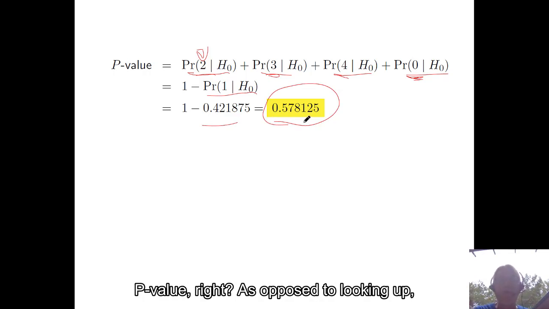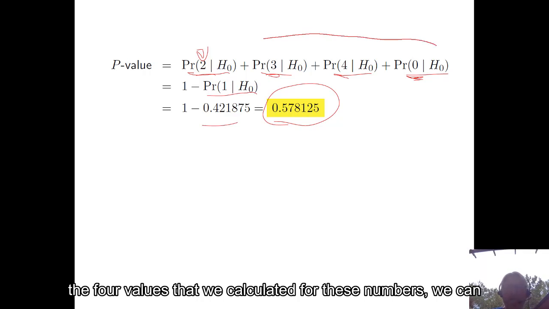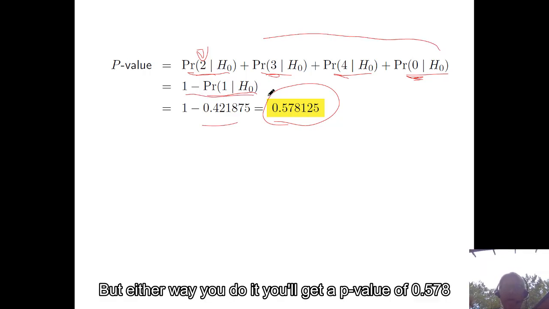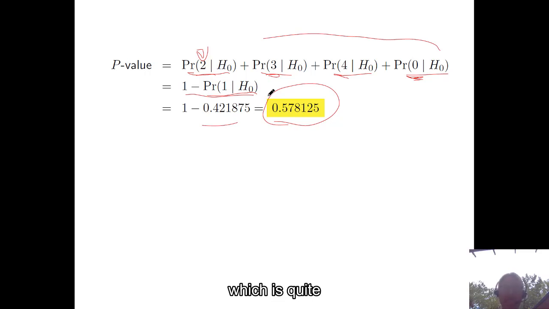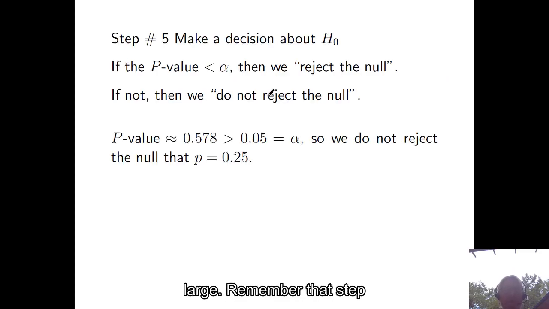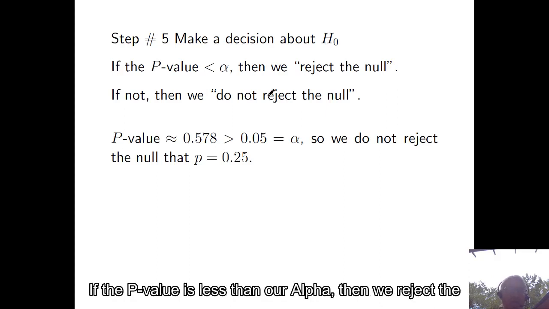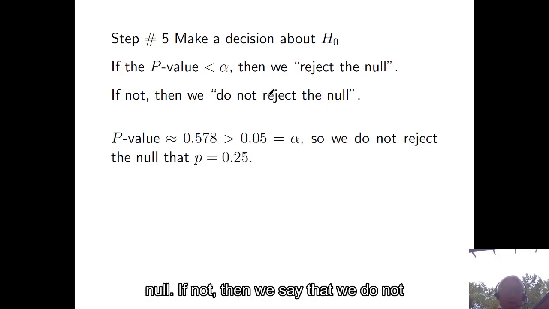As opposed to looking up the 4 values that we calculated for these numbers, we can just use the subtraction rule. But either way you do it, you'll get a p-value of 0.578, which is quite large. Remember that step 5, make a decision about the null hypothesis. If the p-value is less than our alpha, then we reject the null. If not, then we say that we do not reject the null.